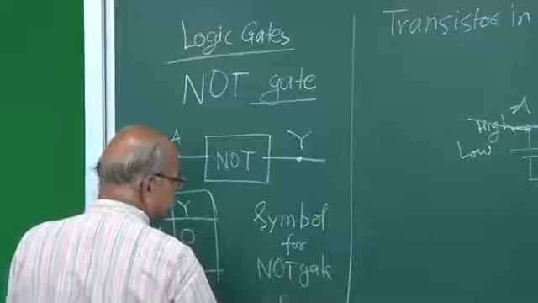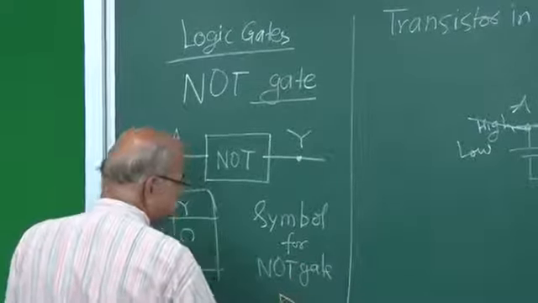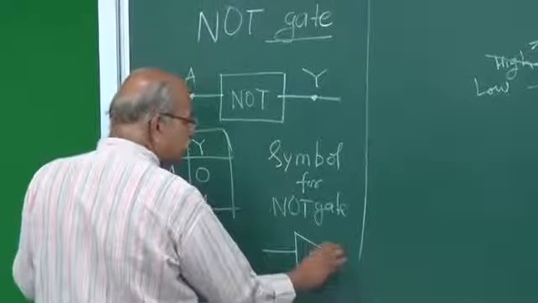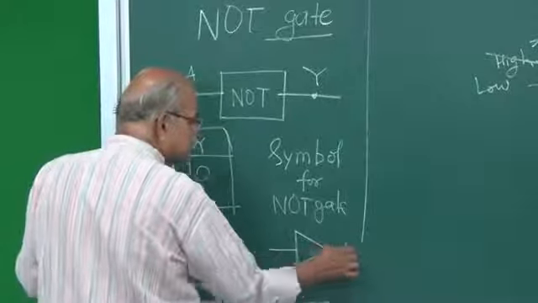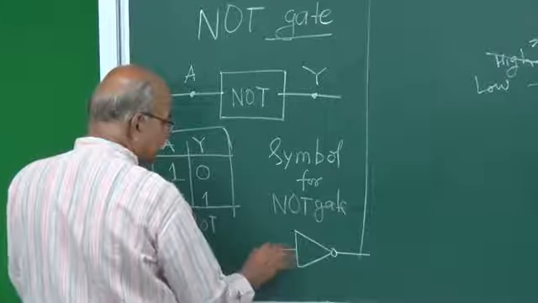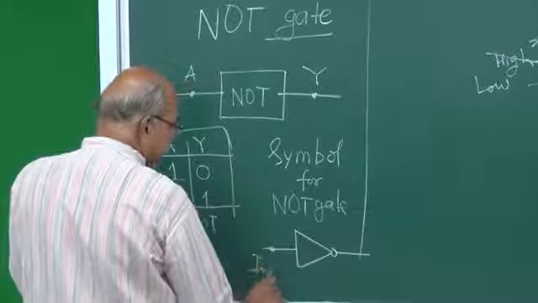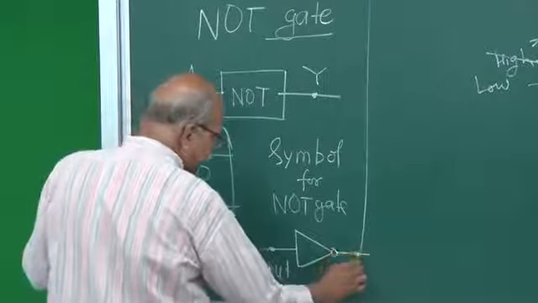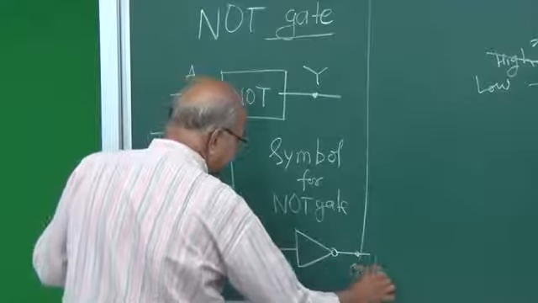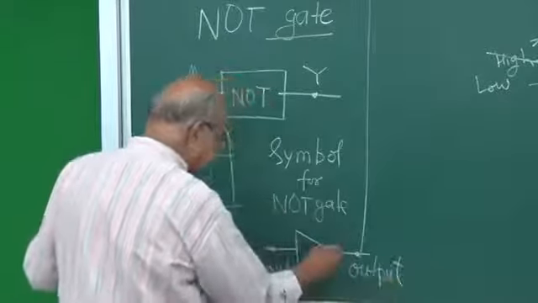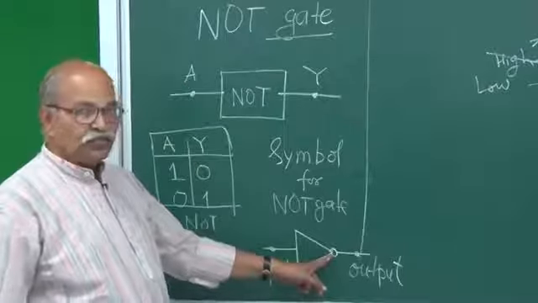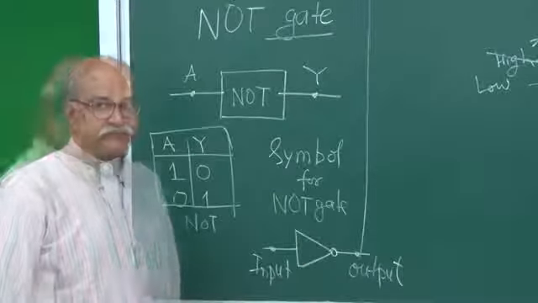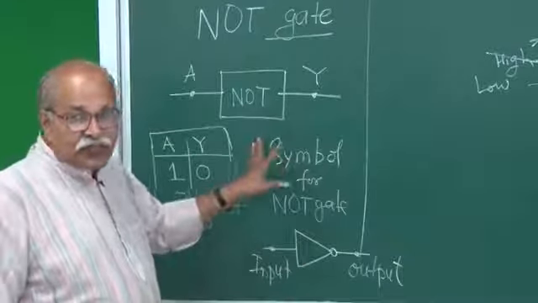That symbol is a triangle with a line here, a small circle here, and then a line here. This side is the input side, and this side is the output side. The circle actually denotes the NOT operation. So this is the symbol for the NOT gate, the simplest one.